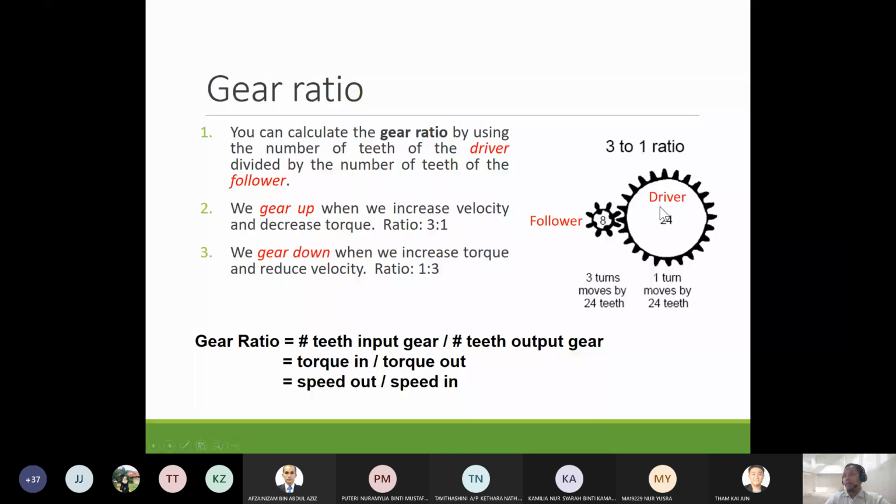So the gear ratio is the number of teeth of the input gear divided by the number of teeth of the output gear. Or we can write n input divided by n output. This also equals torque input divided by torque output, and also equals speed output divided by speed input. So this is the first formula that you need to understand.